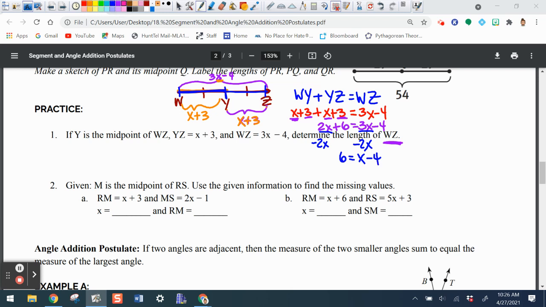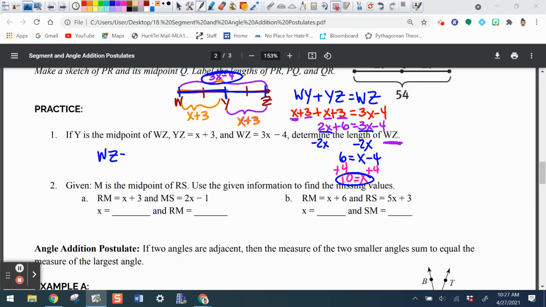Last, to solve for x, this is x minus 4. So to combine that negative 4 with the positive 6, we have to add 4 to both sides. So x will equal 10. Now again, they didn't ask for what is x, but that was the first step in finding the length from WZ. So now that we know x is 10, we should be able to plug it back into this expression to solve for the length of WZ.